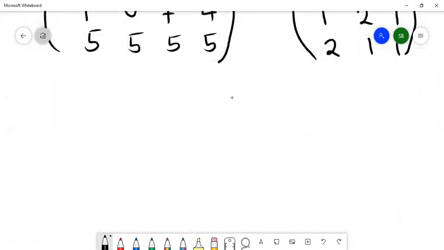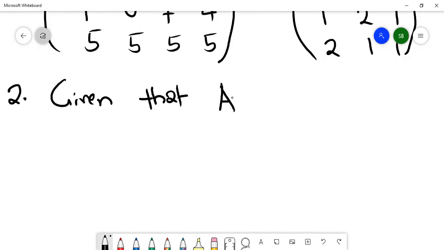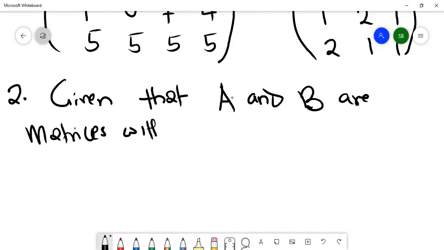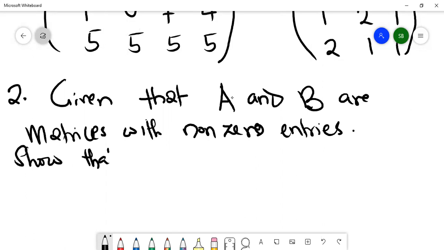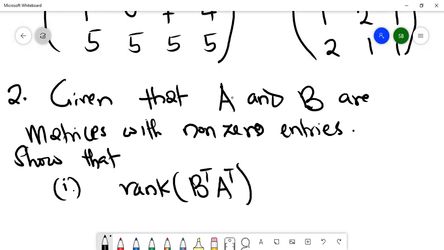Now we move on to the second one. Number 2. Suppose we are told that A and B are matrices with non-zero entries, show that, one, the rank of B transpose A transpose is equal to the rank of AB.